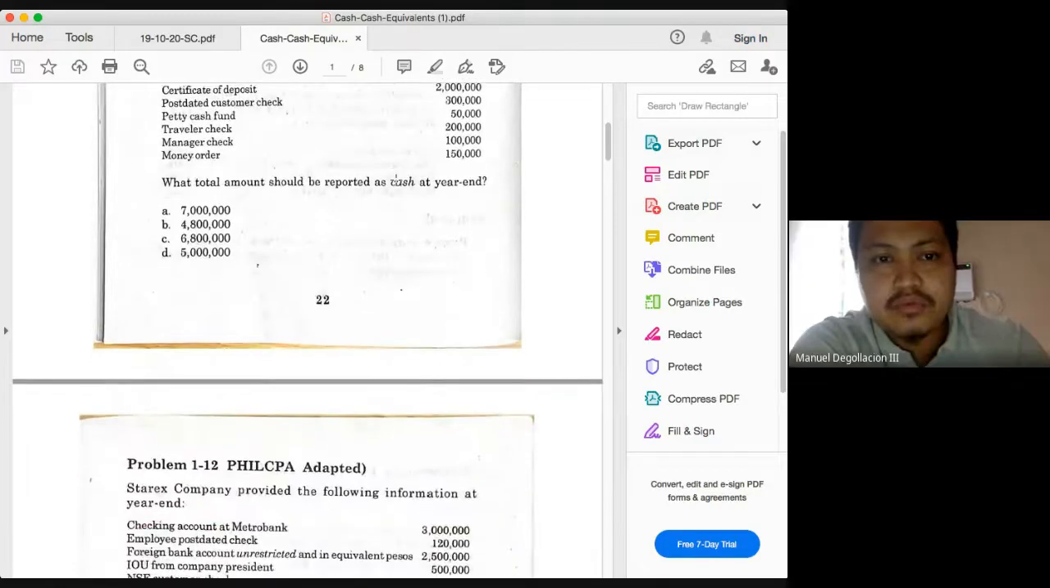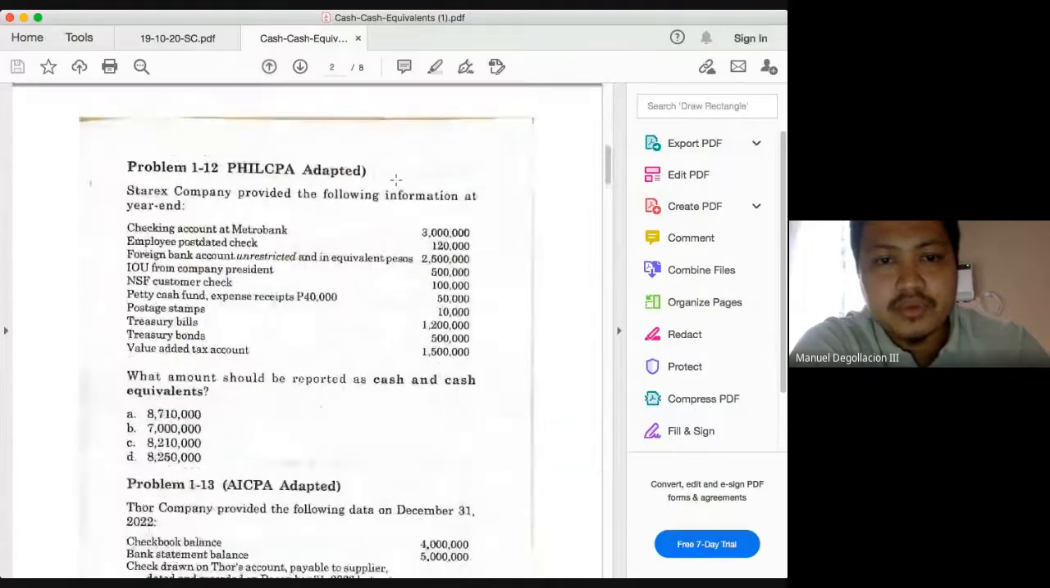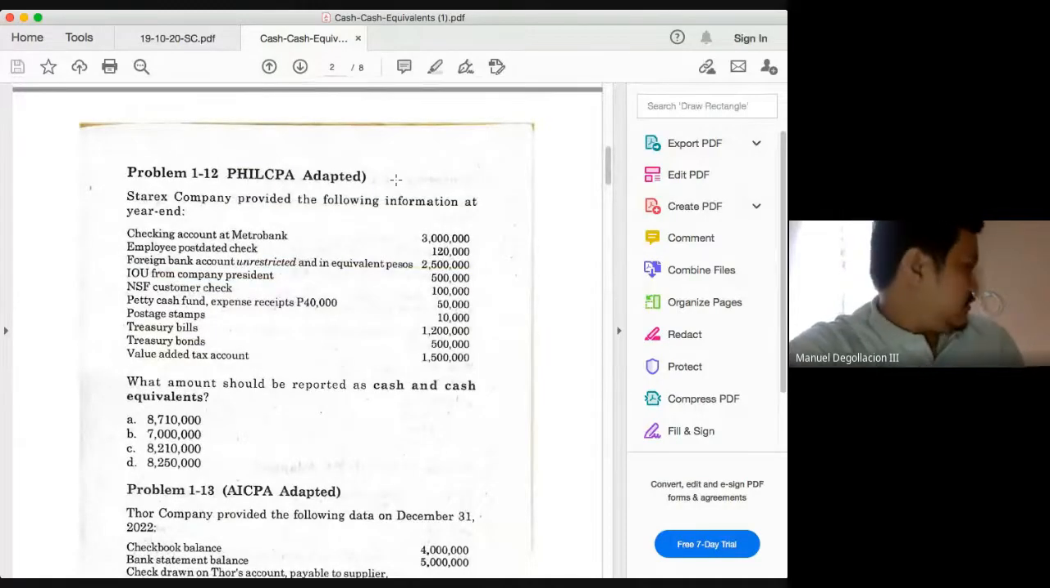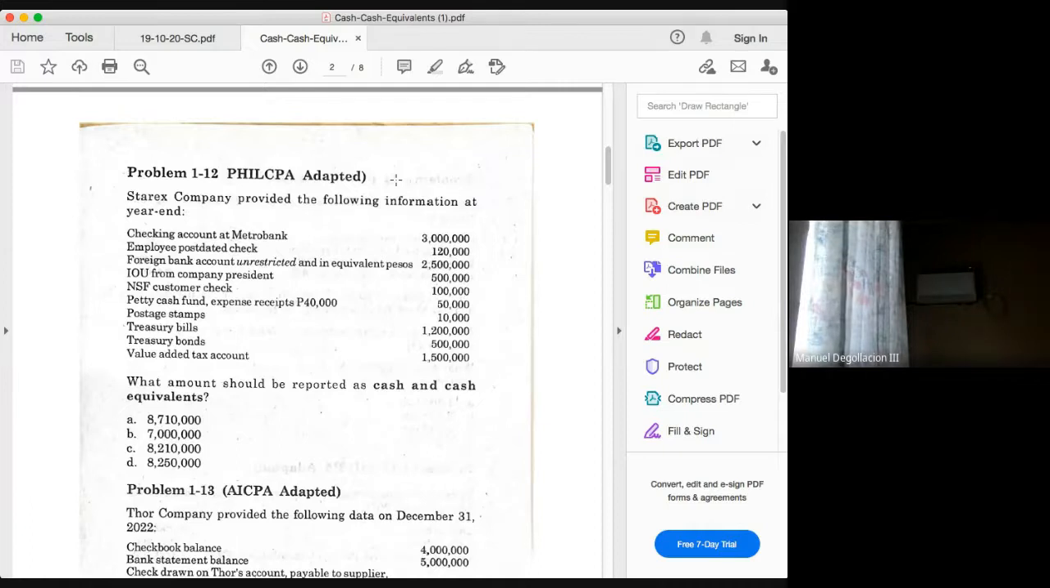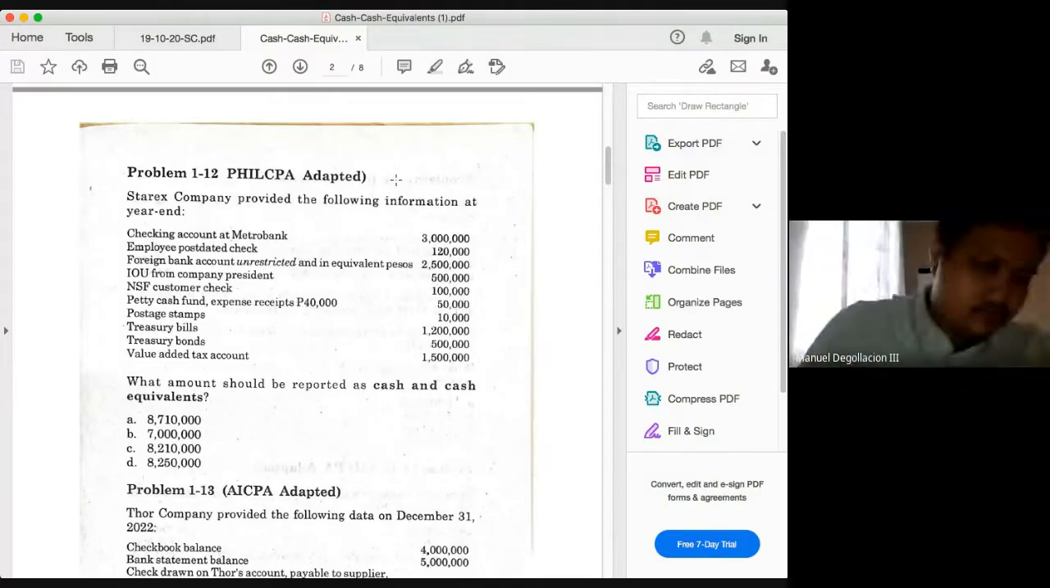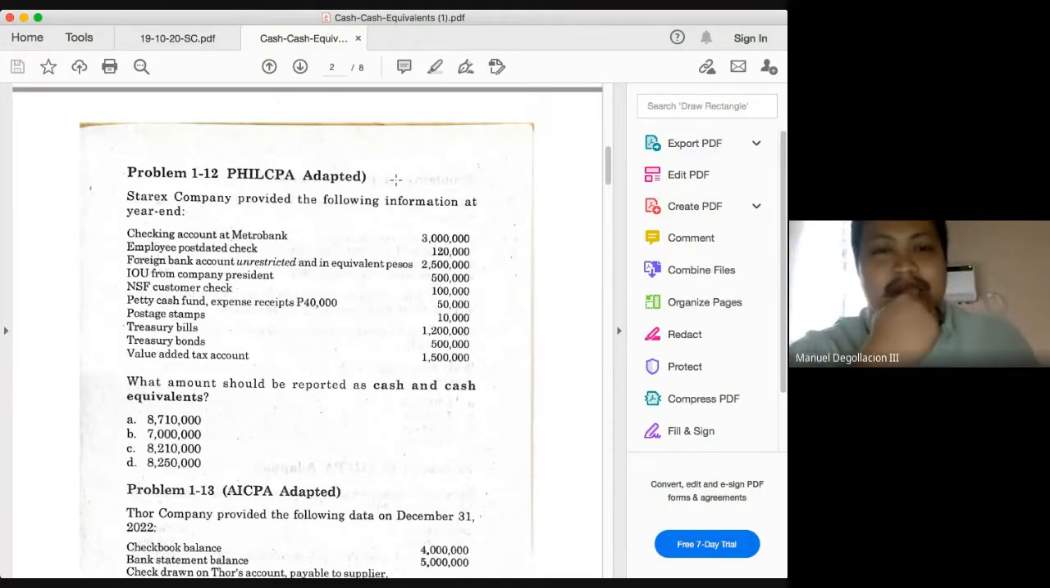Okay, proceeding to 1-12. Let me just quickly get my charger. 1-12, what amount should be reported as cash and cash equivalents?